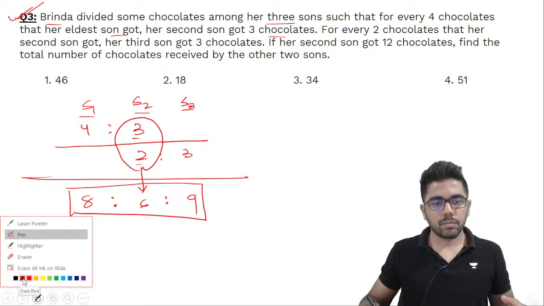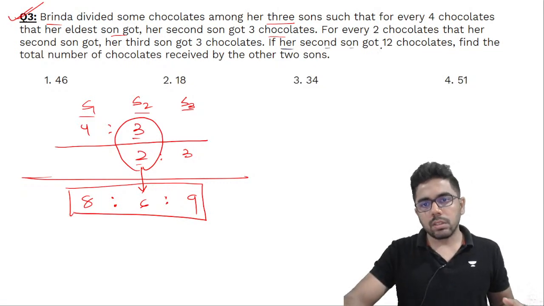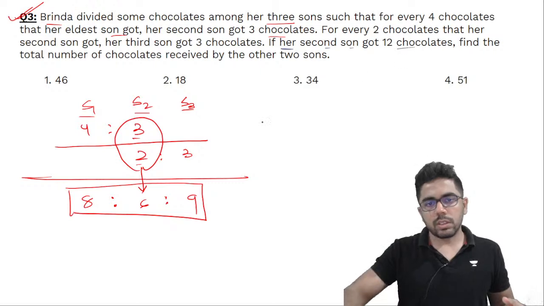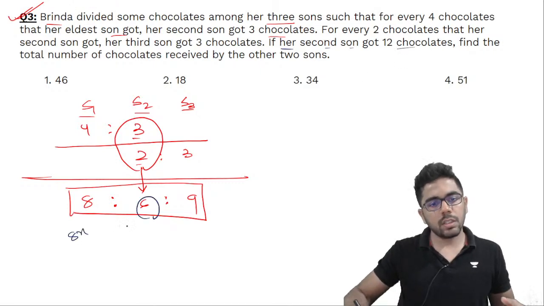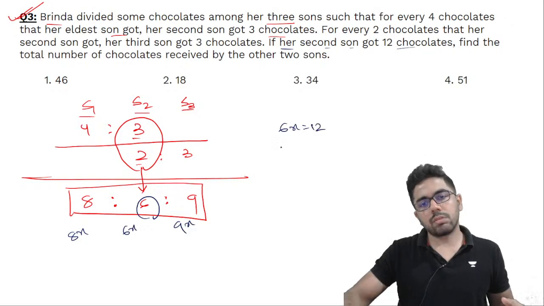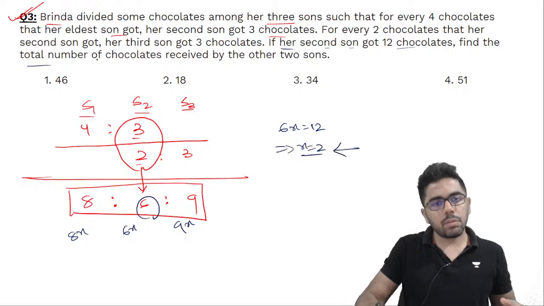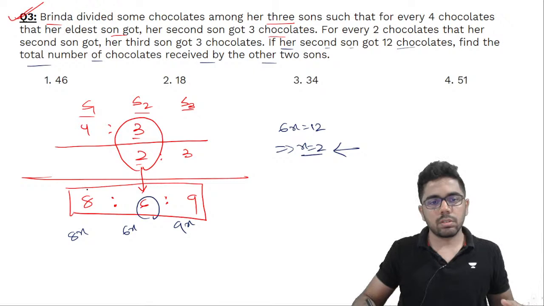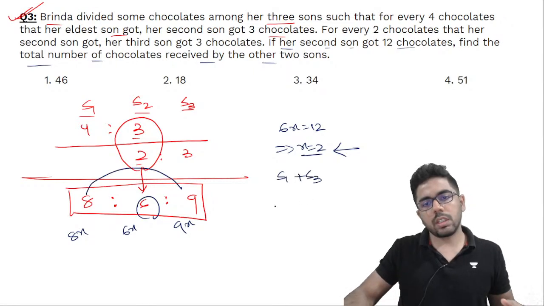Now just answer the question. If her second son got 12 chocolates, second son is 6, so ये 8x, 6x and 9x. So if 6x is equal to 12, so I get x is equal to 2. Then find the total number of chocolates received by the other 2 sons. So son 1 and son 3, कितना chocolates they received? 17x. So 17 into 2, you get 34.